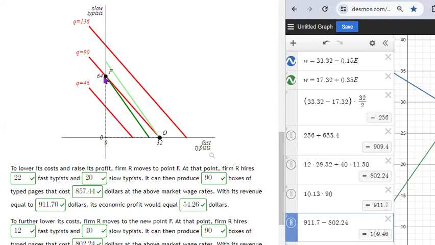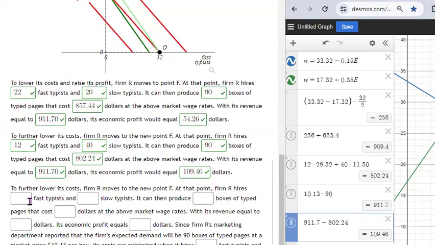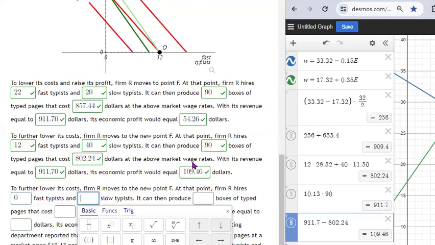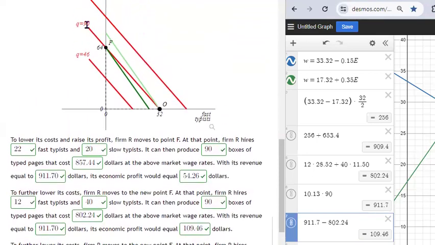Firm R is going to further lower its cost while keeping output at 90 boxes of typed pages. So it ends up at this black point, where it is hiring 64 slow typists and 0 fast typists. That's point F. I notice the green line has shifted further in. So at point F, the firm hires 0 fast typists and 64 slow typists. It's still producing 90 boxes, because we're on this red isoquant.